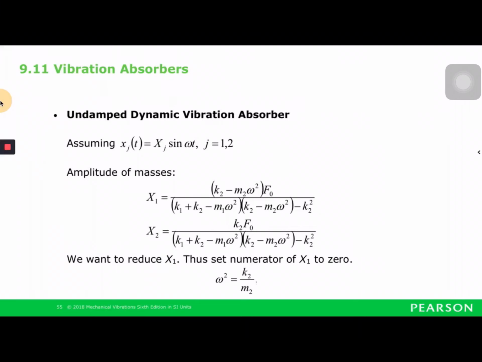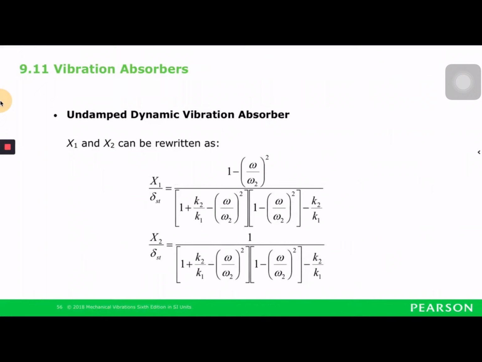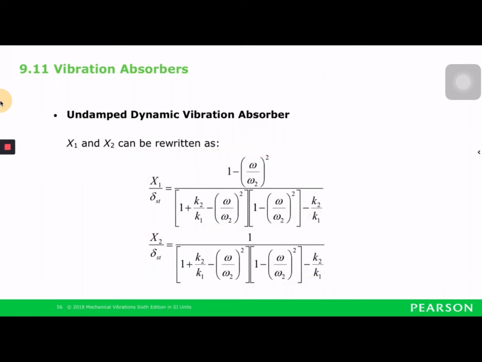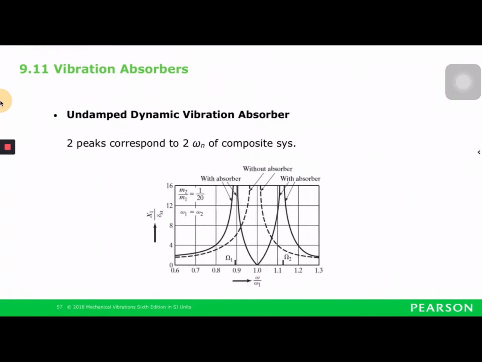So then we want to set the numerator of x1 to 0. We take the forcing frequency omega squared equal to k2 over m2, and x1 and x2 can be rewritten as these two equations. Again, this is similar to the two degree of freedom system that we went through before. And so by using this absorber, this line over here is basically the original natural frequency.